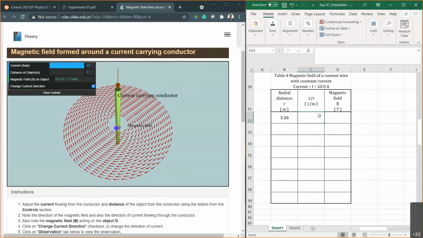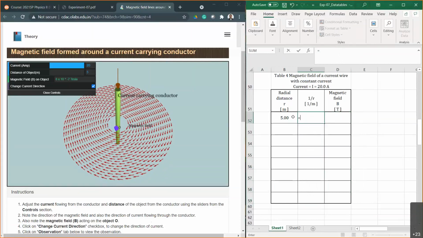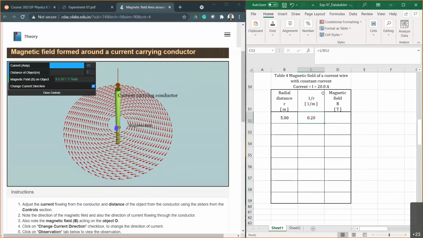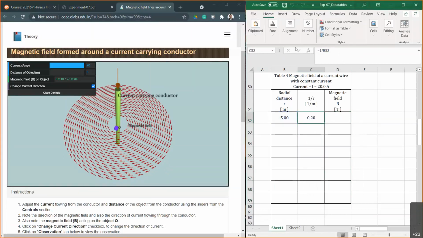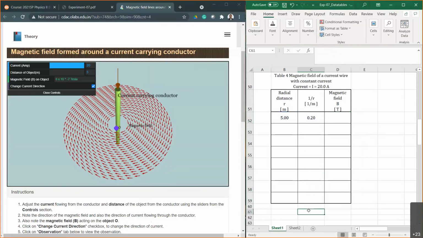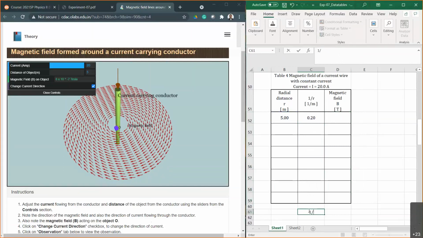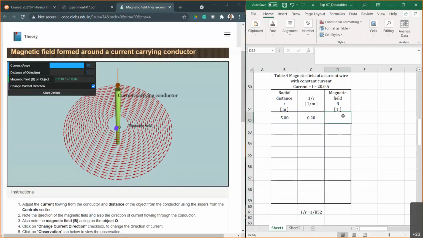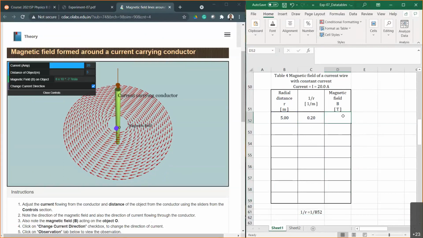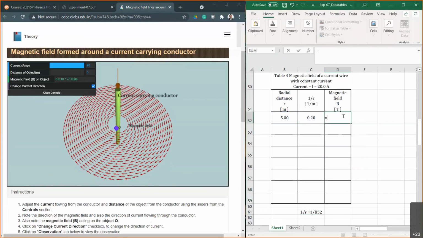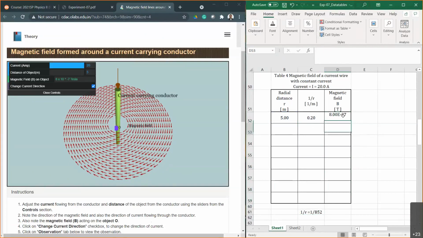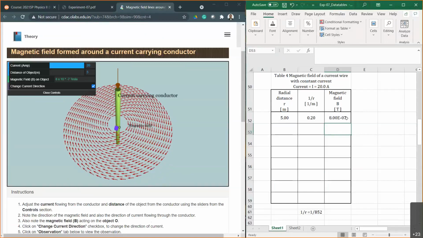1 over r, you can do the calculation equal 1 divided by the cell value B52. We need that to make the graph, 1 over r. And the magnetic field directly from the simulator, 8 times 10 to the negative 7, okay? Equal 8 multiplied by 10 to the power minus 7. That will automatically do the scientific type notation.